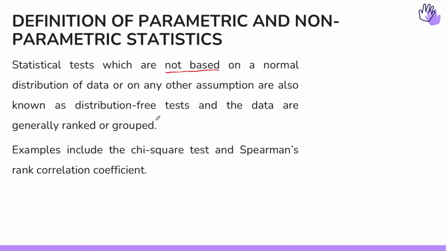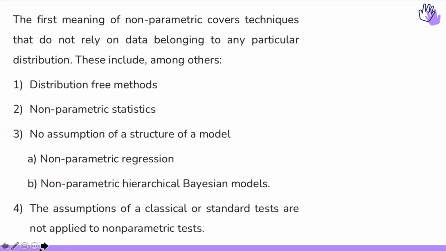Okay, and in such data, for such tests, the data is generally ranked or grouped. Examples include the chi-square test and Spearman's rank correlation coefficient. So this is the definition of a non-parametric statistical test. So basically, let us study more detail about the non-parametric techniques.